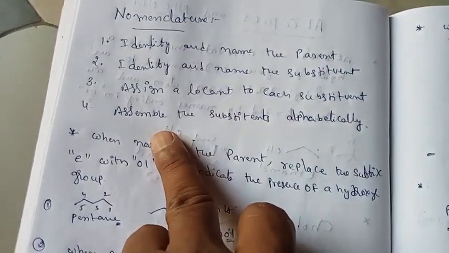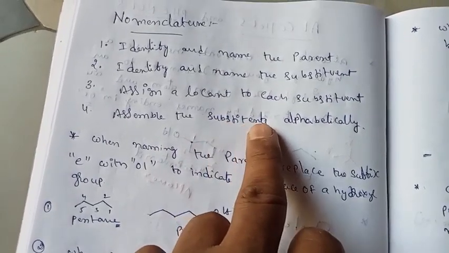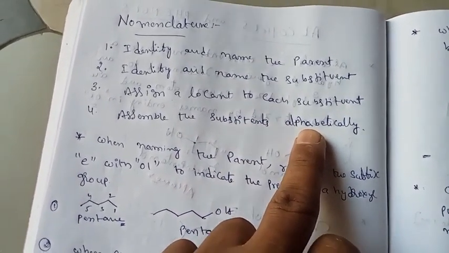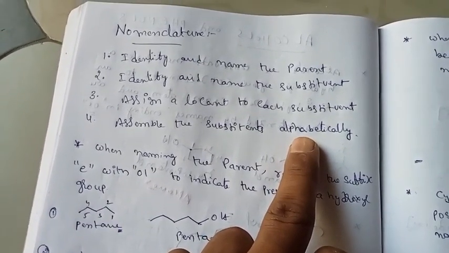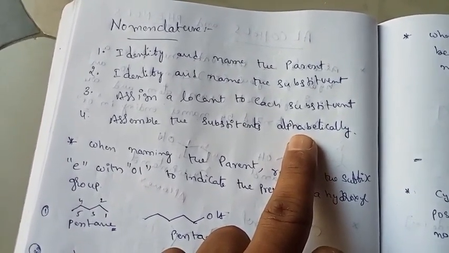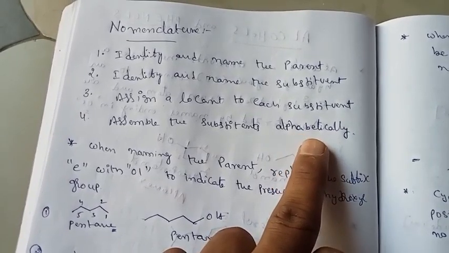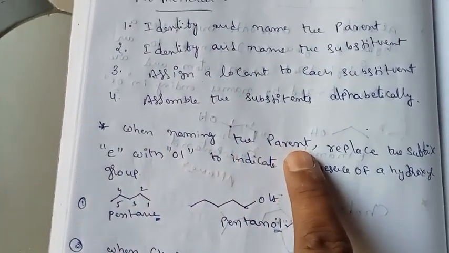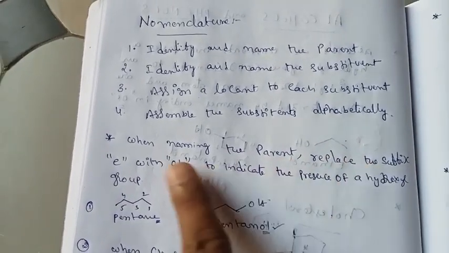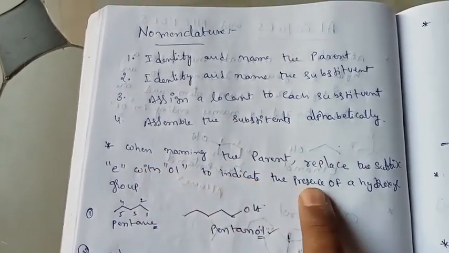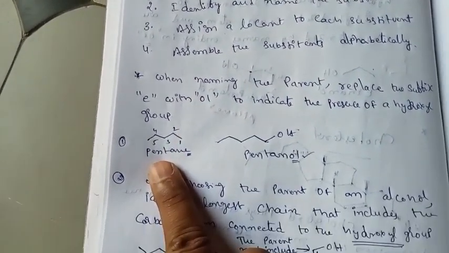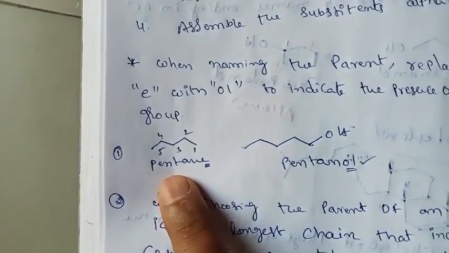So very important, if it is a chain having substituents, arrange them alphabetically. For example, ethyl, methyl, propyl, like that. In ethyl, E is the alphabet, methyl M, propyl P. So very important, when naming the parent, replace the suffix -e with -ol to indicate the presence of a hydroxyl group.